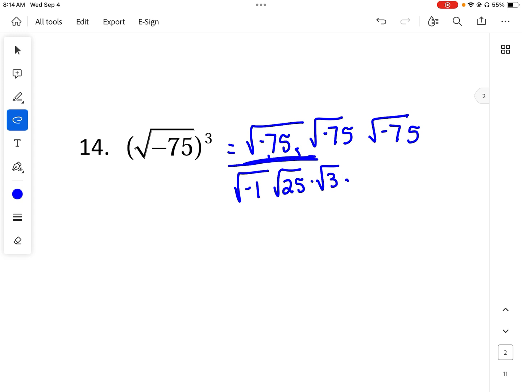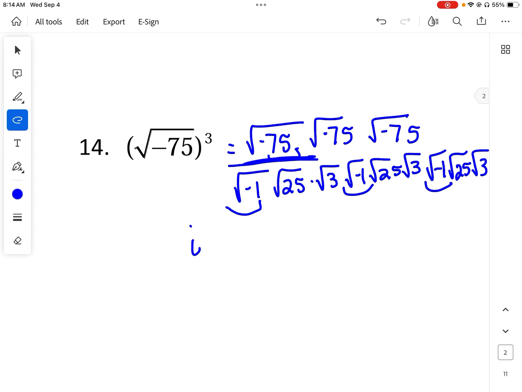We're going to do that 3 more times. -1, square root of 25, square root of 3. -1, square root of 25, square root of 3. All right. Anytime you have 2, you can pull them out. But what I'm actually going to do is pull these guys out. So that's i, 1, 2, 3 i's, right? i cubed. And then we have 5, 5, 5. So times 5, times 5, times 5. And we have square root of 3, square root of 3, square root of 3.